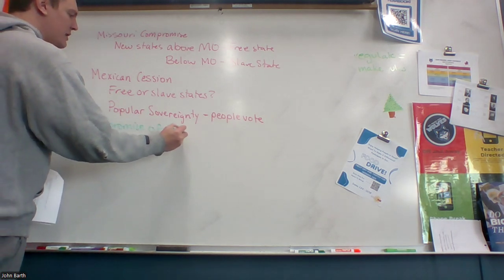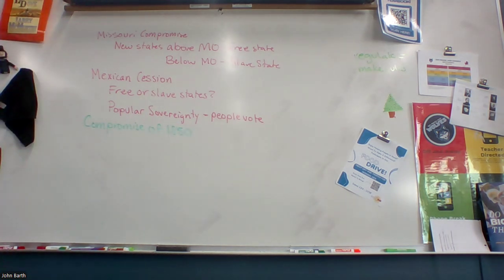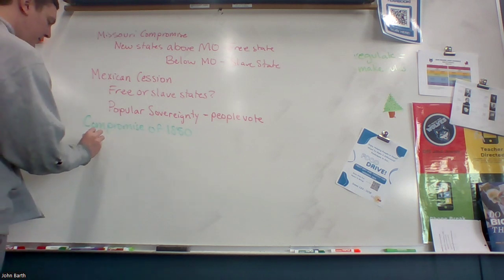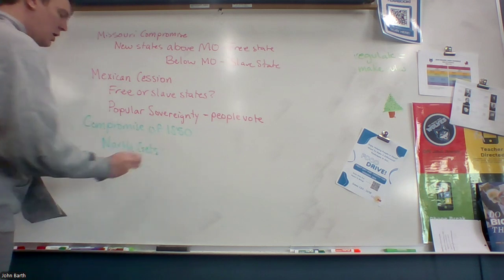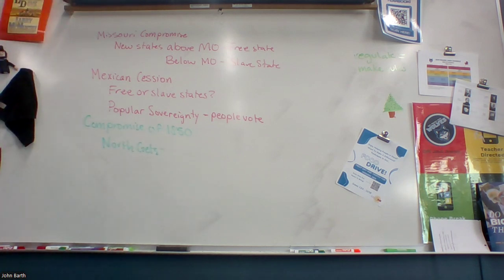In the Compromise of 1850, whenever there's a compromise, both sides get something. So let's try to remind ourselves. What does the North get? California as a free state, right?